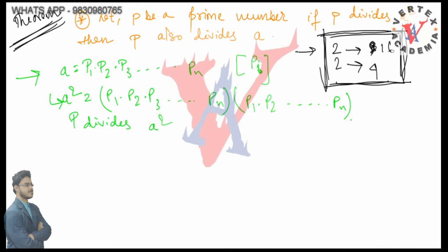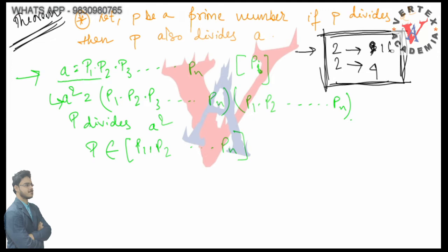So p must be one of the factors of a square. Now the factors of a square are p1, p2, p3 up to pn, and again p1, p2, p3 up to pn. So the only possible factors p can be are p1, p2, p3 up to pn. So p belongs to p1, p2, up to pn, which is any one of p1, p2 up to pn. I think this is quite clear.